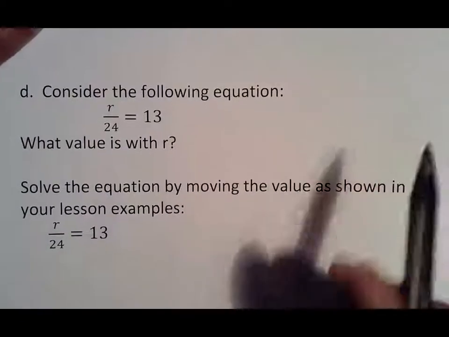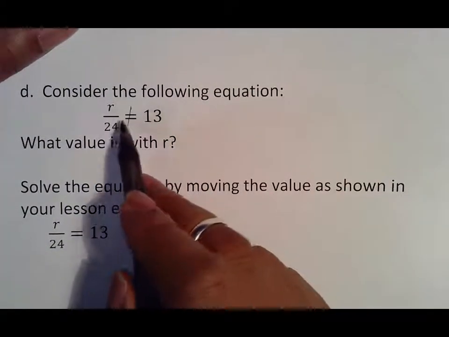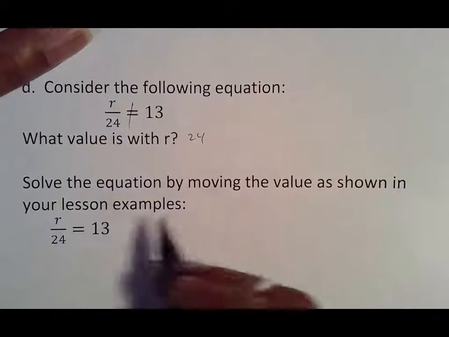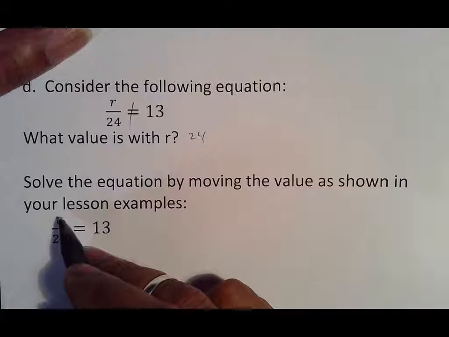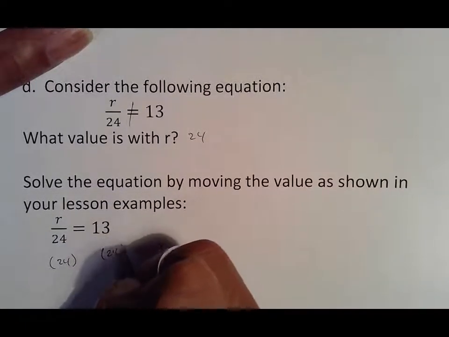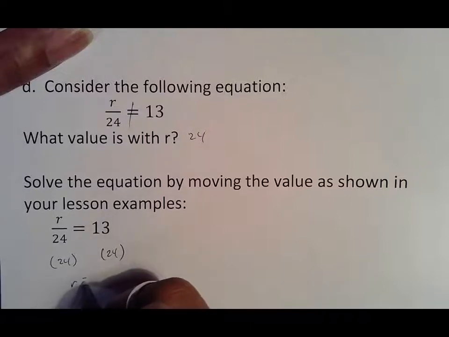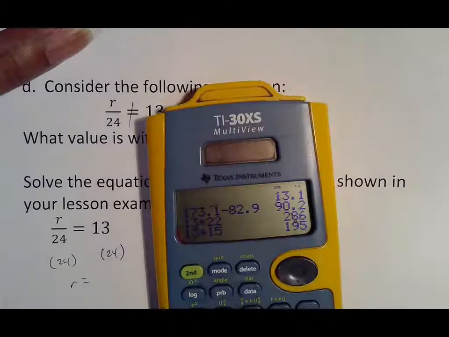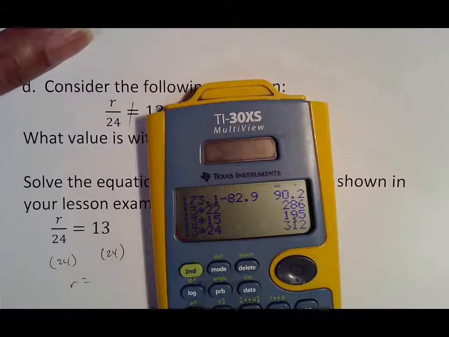And then the last one, r over 24 equals 13. Again, the value with r is 24, but it's r divided by 24. And the reason we want to make sure we know that is because if it's r divided by 24, we want to multiply by 24. Those two things go away. I don't know what 13 times 24 is, though I probably could figure it out, but I won't do it for now. 312.